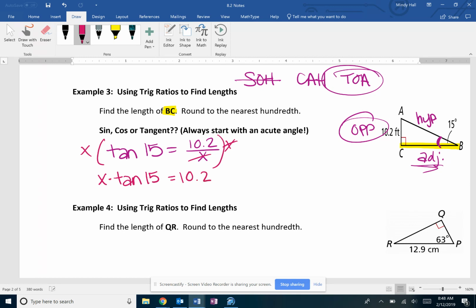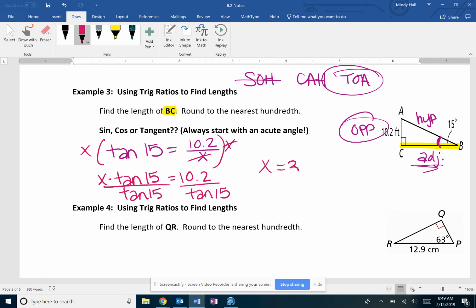And if you want, you can put a little multiplication symbol in there. Then to go from here, we'll divide by tangent of 15 on both sides. Now, if your calculator allows you, which most of them should, do not round until the very end. You can actually type 10.2 divided by tangent of 15 and just type it straight in and push enter, and it will tell you the answer. You don't have to find what the tangent of 15 is and then do something crazy. It's literally just type it in as you see it. And if you're not sure if your calculator does it, again, you can just bring it to me.